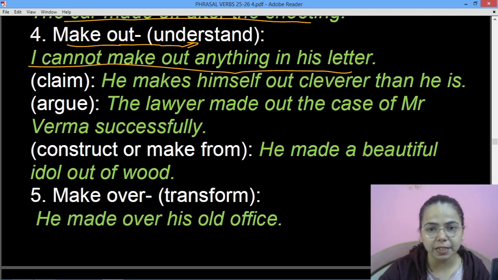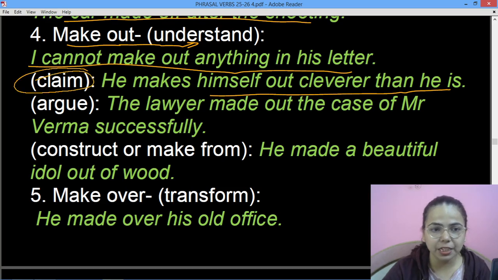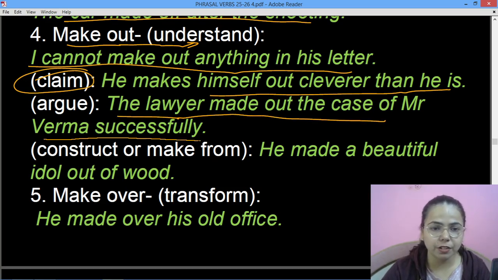Then: he makes himself out cleverer than he is, that he is claiming that he is cleverer. Argue. The lawyer made out the case of Mr. Verma successfully. And make out also means to construct or make from.